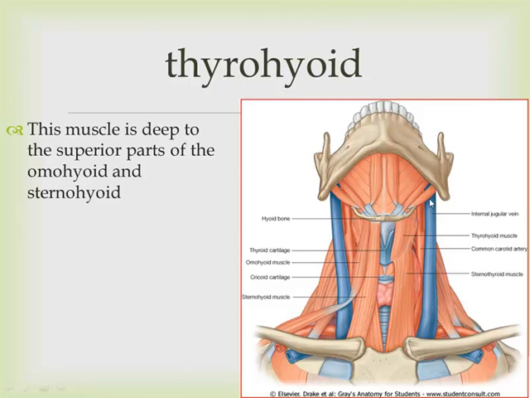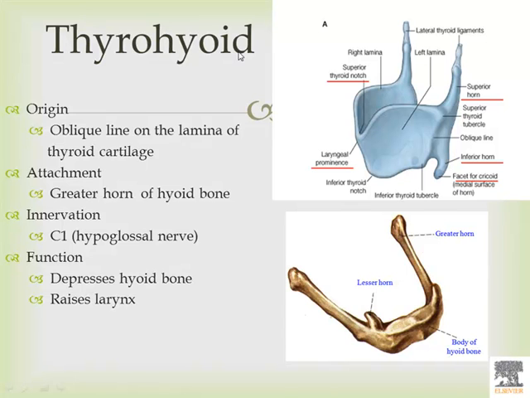Now the second muscle we're going to look at is attached to the thyroid cartilage that you can see down here in the middle, and the other part is attached to the hyoid bone, so we'll call it thyrohyoid. Now if you look at the details of the thyrohyoid, it attaches on the thyroid cartilage. This is the lamina of the thyroid cartilage, and the attachment will be on the greater horn of the hyoid bone.